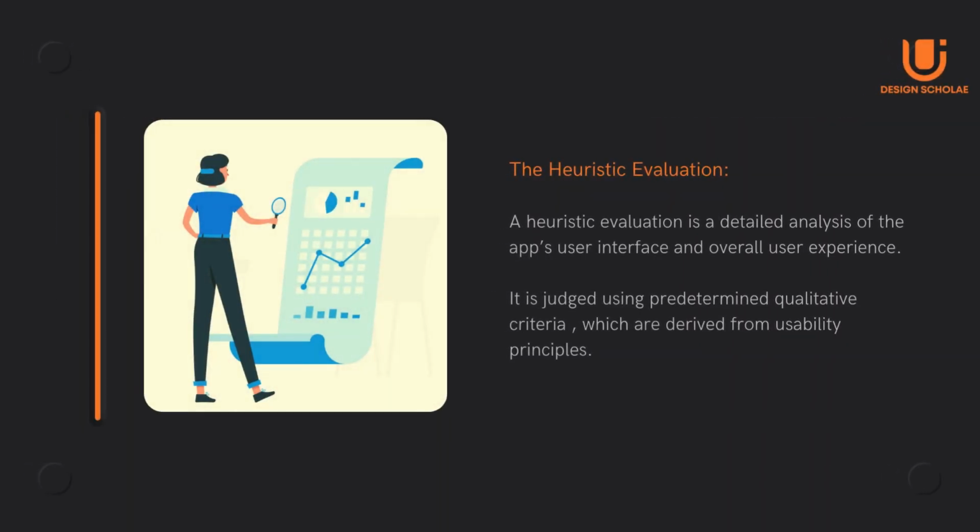A heuristic evaluation is a detailed analysis of the app's user interface and overall user experience. It is judged using predetermined qualitative criteria which are derived from usability principles. Basically, it pinpoints the areas where the app's UI or UX needs to be improved.